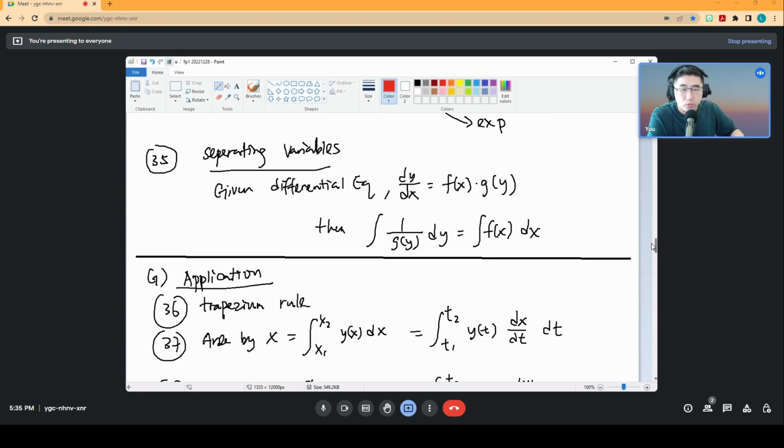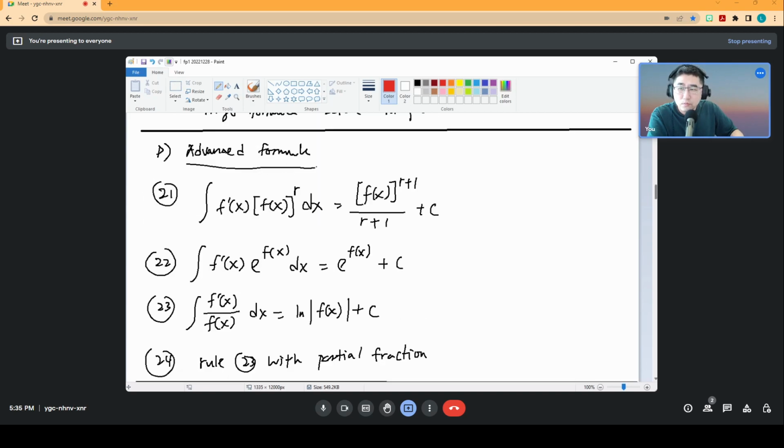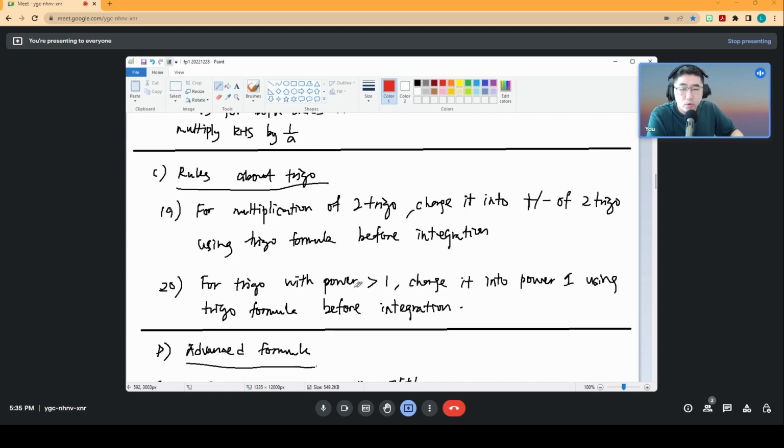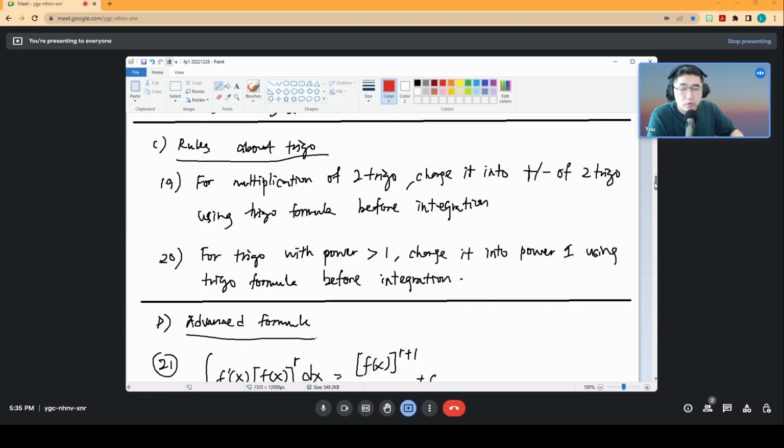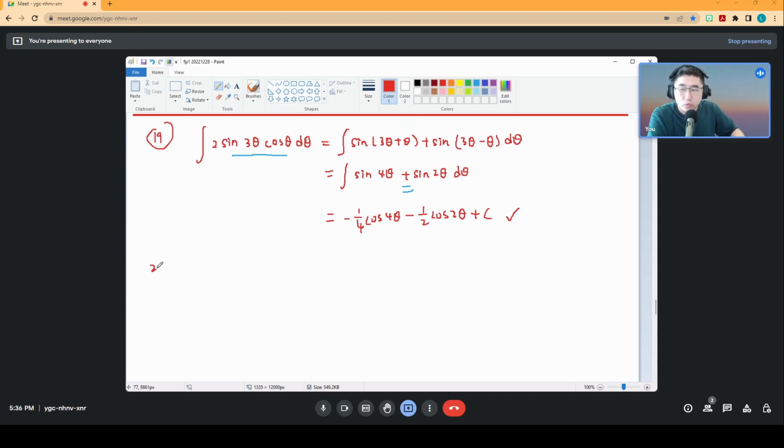So let's look at rule 20. For trigo with power more than 1, change it into power 1 using trigo formula before integration. So what examples can we look at here? Let's say I have sine power 3. Then I use the triple angle formula. I hope you still remember the triple angle formula. Sine of 3 theta is 3 sine theta minus 4 sine cube theta.